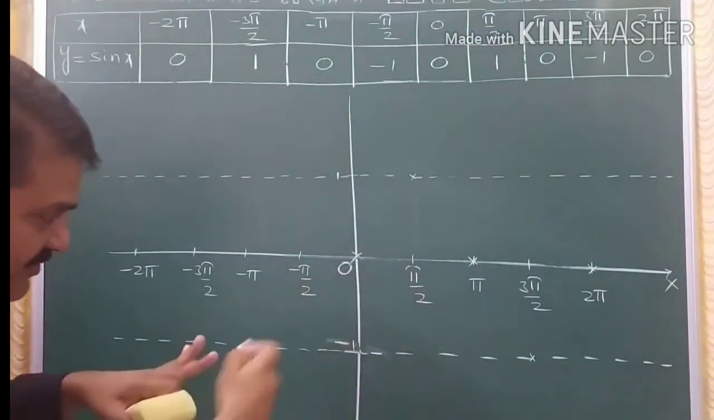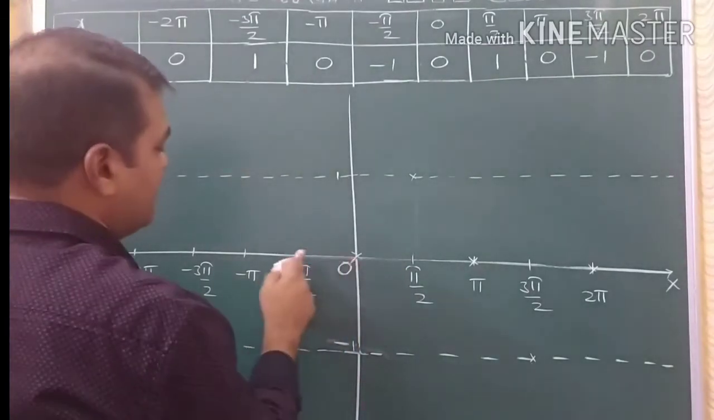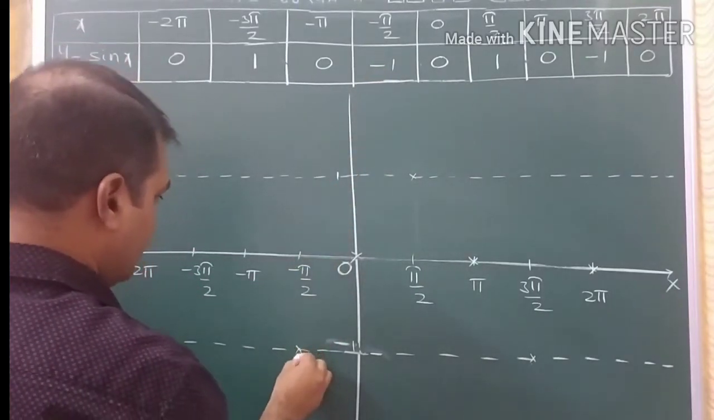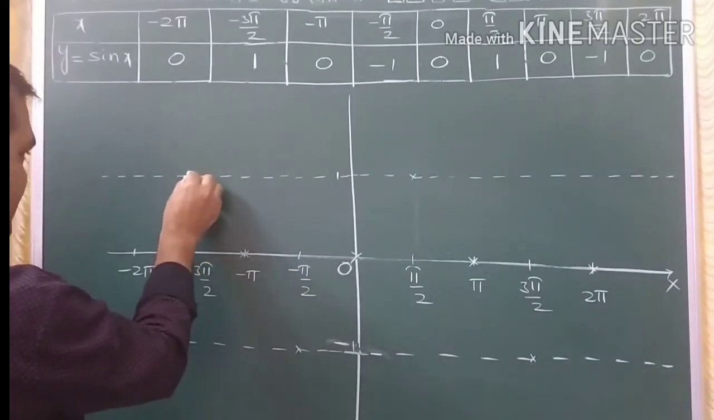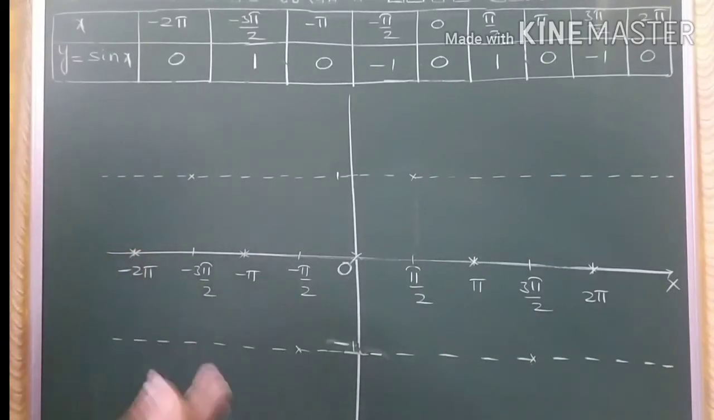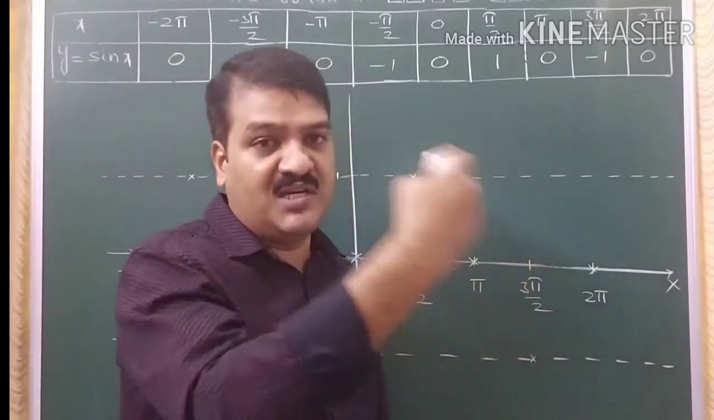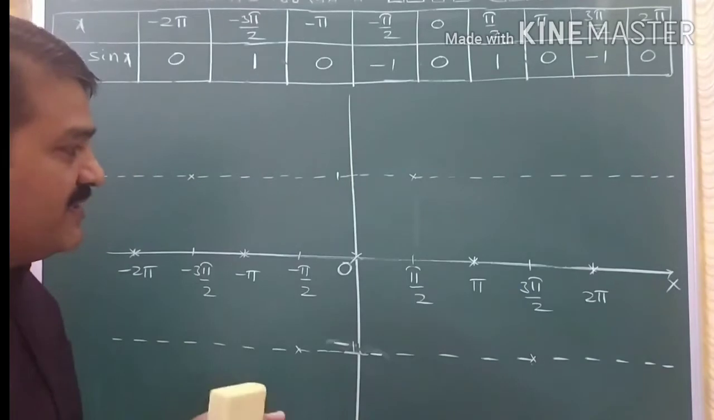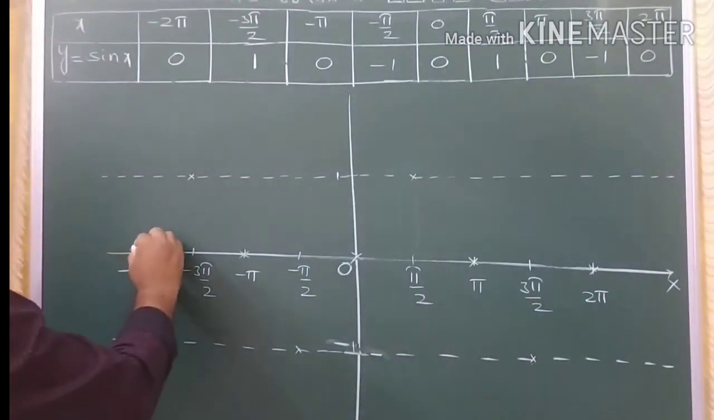So towards the right of the y-axis I have considered the points. Now I am coming to the left of the y-axis. For minus pi by 2, it is minus 1. For minus pi it is 0. For minus 3 pi by 2 it is 1. And for minus 2 pi it is 0. So these are the ordered pairs. Now, by joining the points with a smooth curve, meaning you should not use a scale, we will get the graph. So I am trying to draw the graph now.